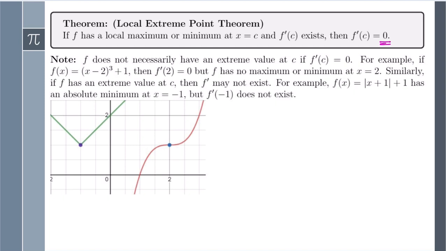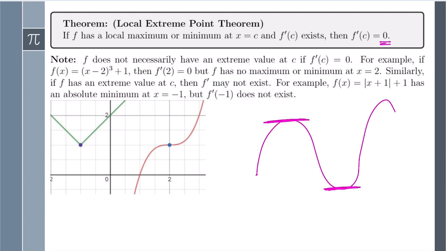So if I have a graph like this, then I have a local max here. The derivative is 0 because the tangent line is horizontal. We talked about that when we were talking about the derivative. Again, we have a local min here, and the tangent line here is horizontal. So wherever you have a local max or local min, and if the derivative exists, then the derivative must be 0. That means it should have a horizontal tangent line at that point.